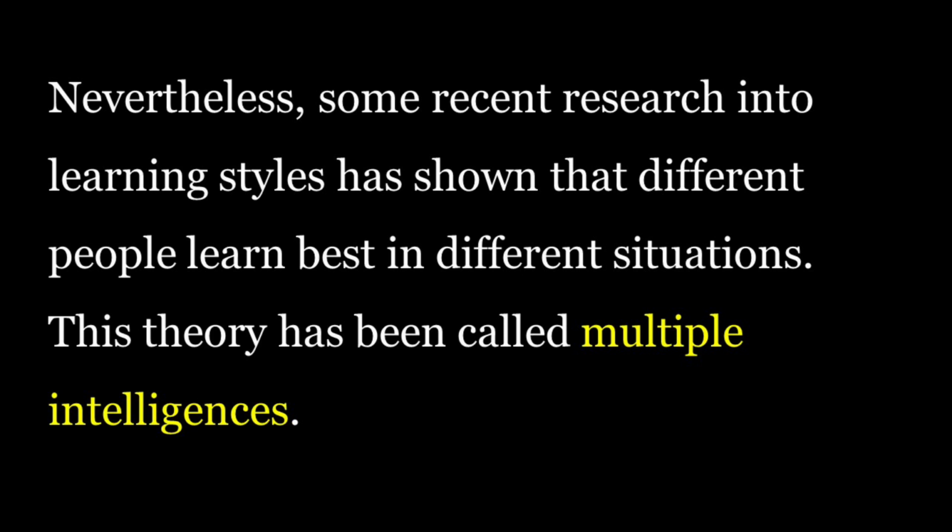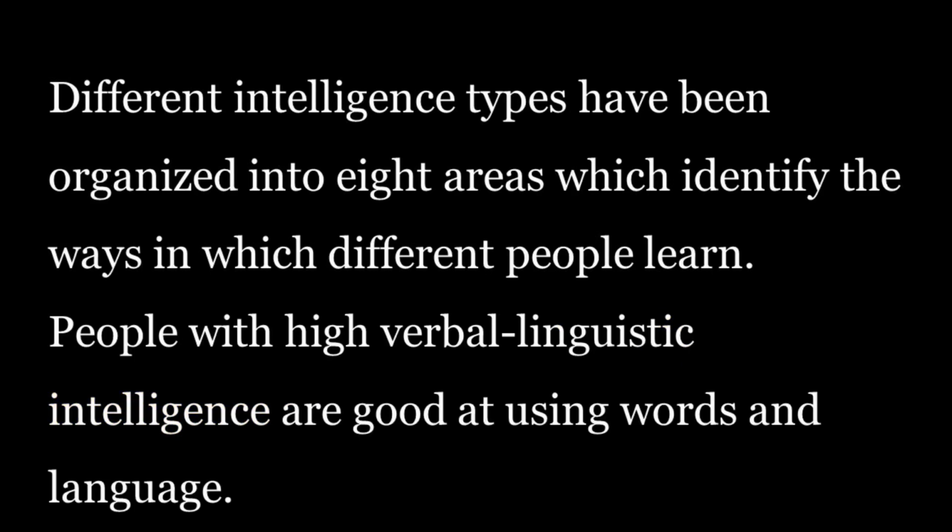Nevertheless, some recent research into learning styles has shown that different people learn best in different situations. This theory has been called multiple intelligences. Different intelligence types have been organised into 8 areas which identify the ways in which different people learn.